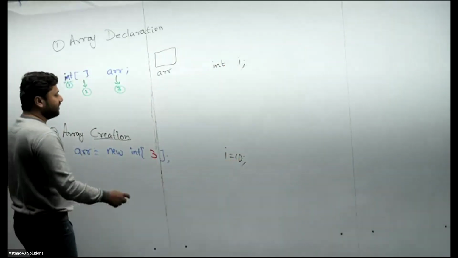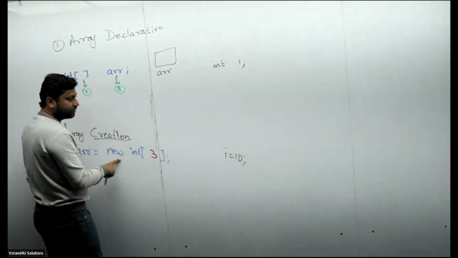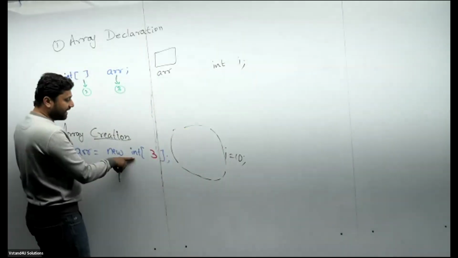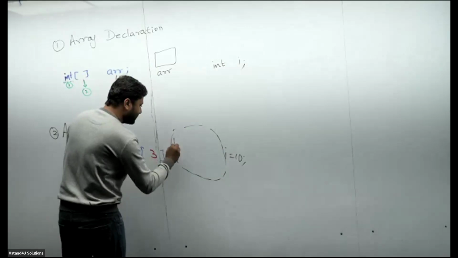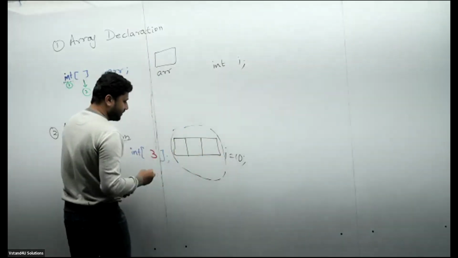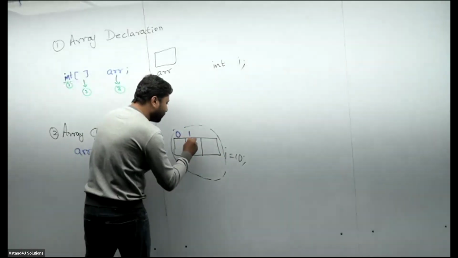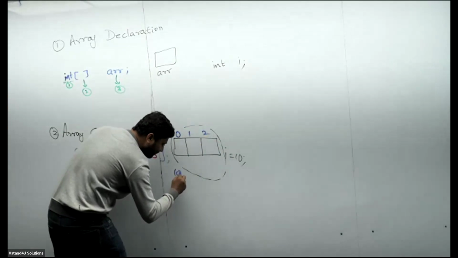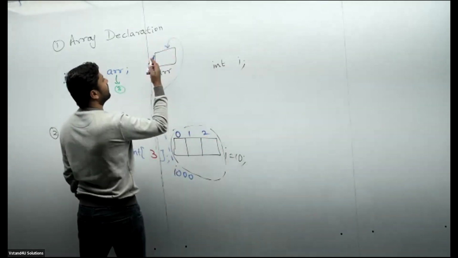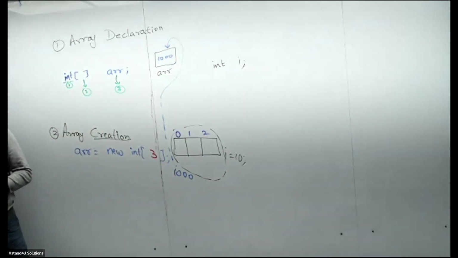What I'm actually doing with this ARR, whatever has been created, is that I have to use the new keyword, meaning first object creation: an integer array of size 3. Indexing always starts from 0, 1, 2. The base address, our favorite, will be stored, take this 1000. Are you with me?